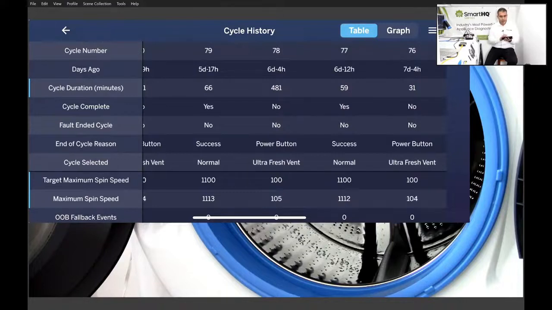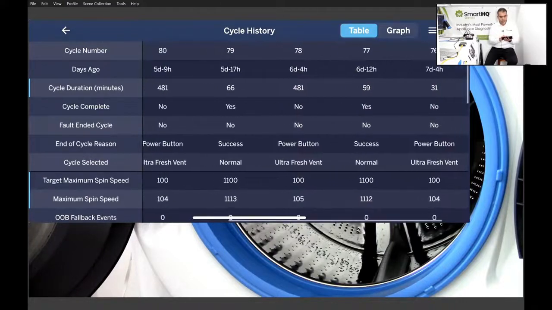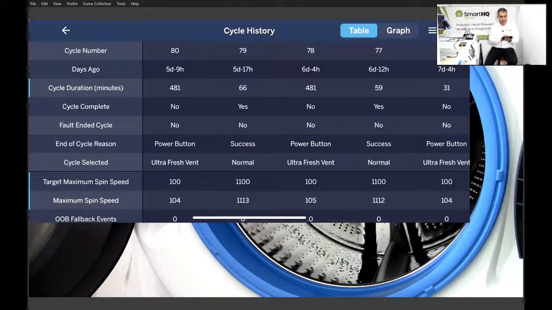Now, I want you to also take a look at that Ultra Fresh Vent cycle. So if we look at cycle number 80 and cycle number 78, you could see the cycle duration time. You're probably thinking to yourself, why is that cycle taking 481 minutes? If we do the math, that's what, 8 hours, something like that. And the reason for that, my friends, is that that's not, by the way, a wash cycle.